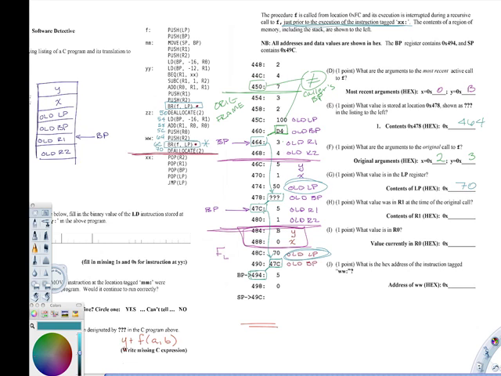Now we want to know what value was in R1 at the time of the original call. We know that we said that this is our original frame right here, and this is the old R1, the first time we got called. So that was in R1 the first time we got called. 3, right there. And then they ask, what is the value currently in R0?